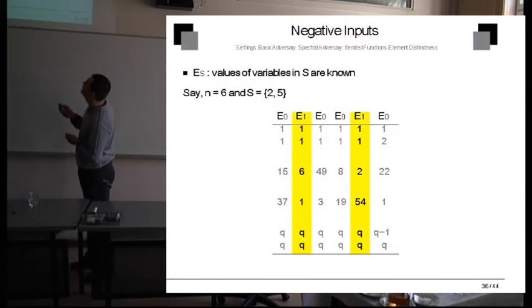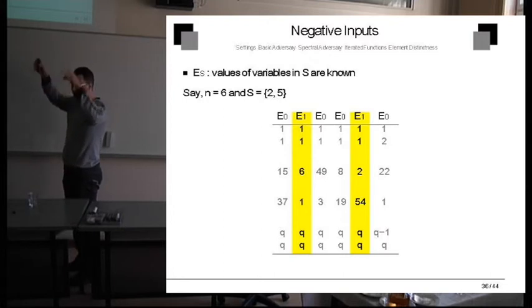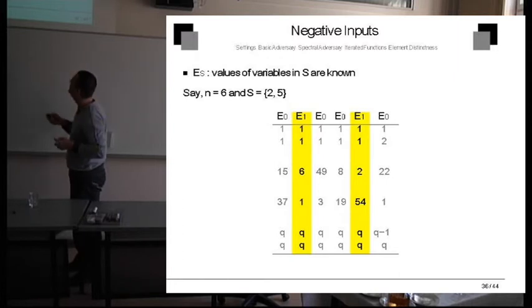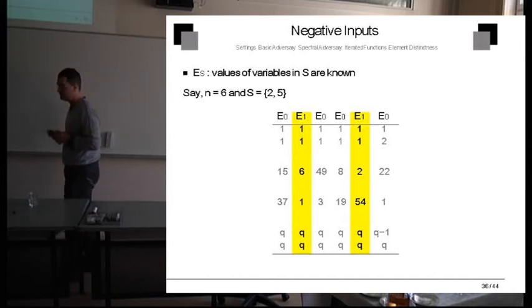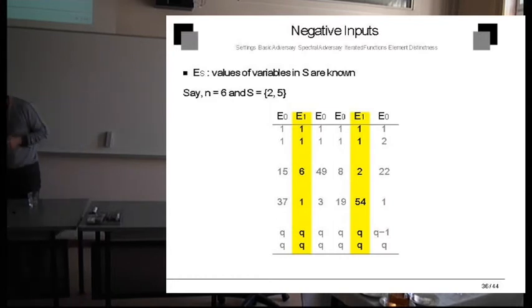So if S is given by the second and the fifth variable, then from the point of view of this operator, the algorithm that is in the state of this projector only sees the second and the fifth column. It doesn't really see what is in the rest. All the elements outside these two are indistinguishable to that operator.